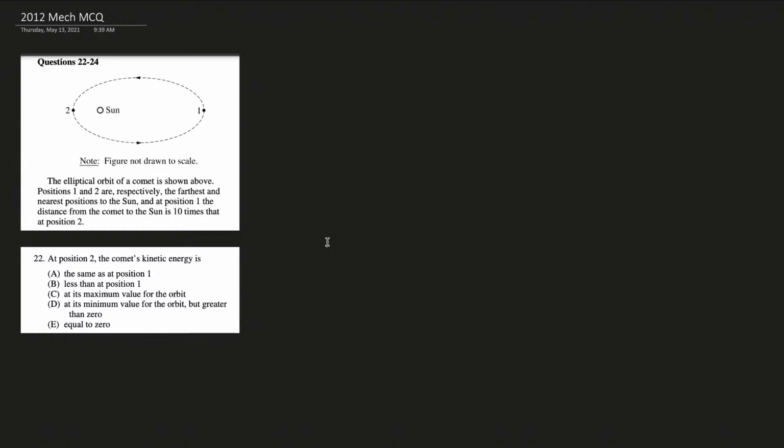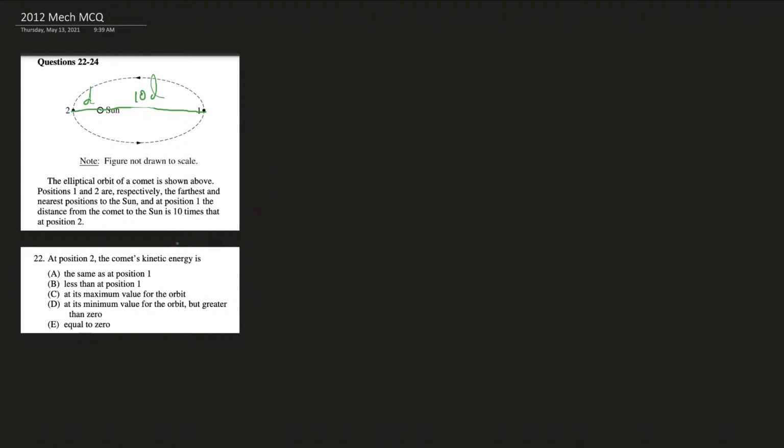Okay, 22 says, the elliptical orbit of a comet is shown above. Positions 1 and 2 are respectively the farthest and the nearest positions to the sun. In position 1, the distance from the comet to the sun is 10 times that at position 2. So all they're saying is, if we say the distance here is d, the distance from the sun to this would be 10d, right? It's 10 times the distance from the sun to position 2.